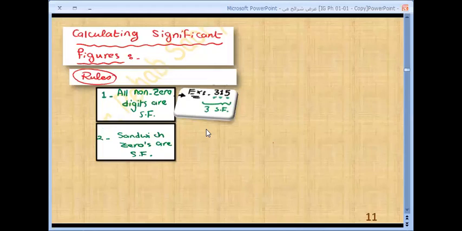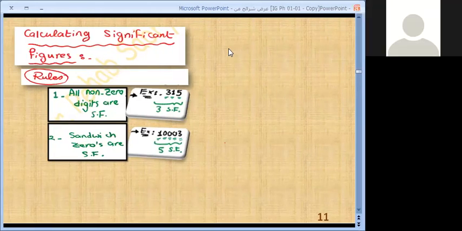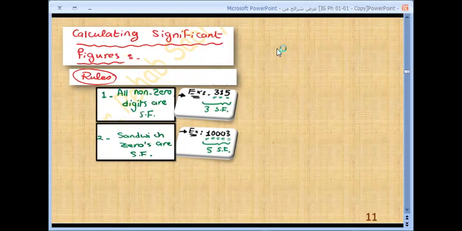Number 2, sandwich zeros are significant figures. What's meant by sandwich zeros? Yes, excellent, Ahmed. 101, 1.03. Okay, all these are called sandwich zeros, between 2 numbers generally. Like this. So here we have how many significant figures? 5 significant figures. Between 2 non-zero numbers, yeah.